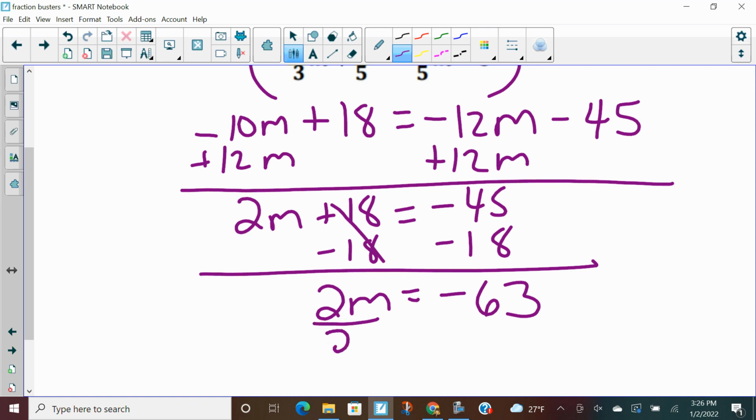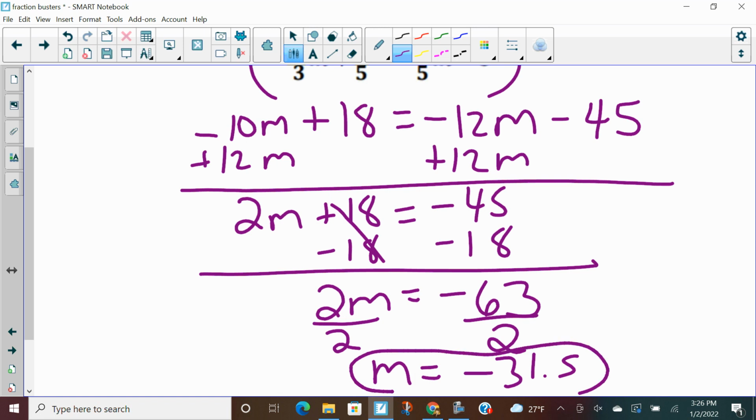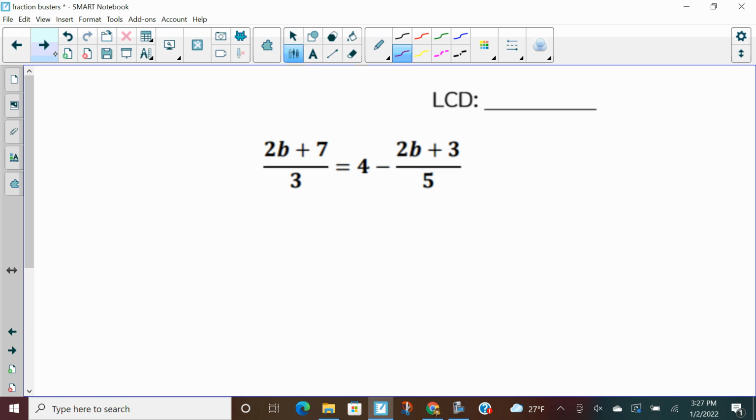Divide both sides by 2. And m equals a negative, so 63 divided by 2 is 31.5. So negative 31.5, or you could have left it as negative 63 divided by 2.